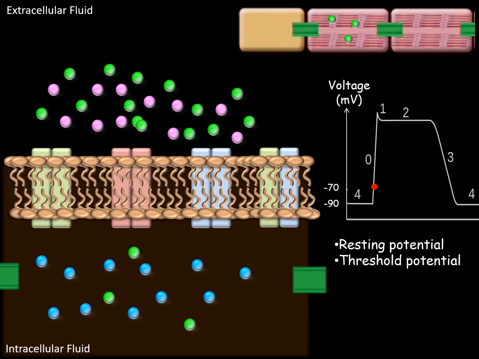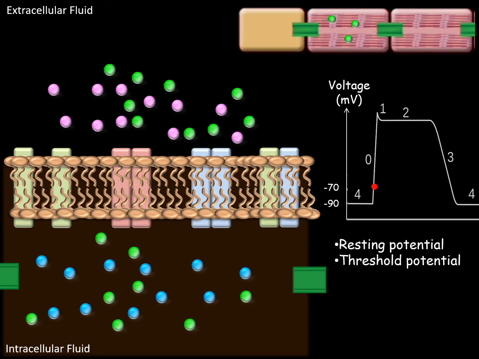What do you mean by threshold word? Threshold means minimum requirement. So here -70 millivolt is the minimum required voltage to stimulate or open up voltage gated sodium channel. So now at threshold potential, voltage gated sodium channel will open up and all the sodium ions will start rushing in the myocyte.